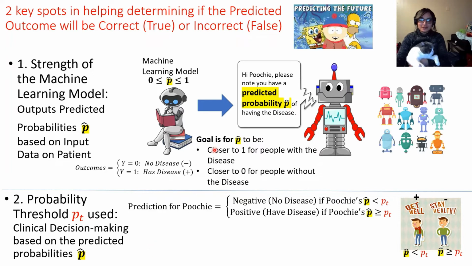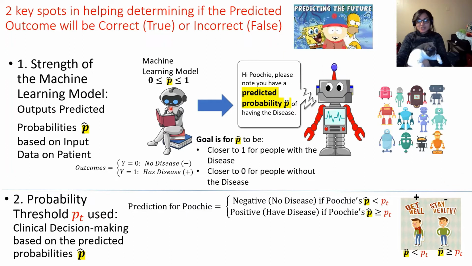But often in real predictive models, that may not be the case, and they would definitely give some number between 0 and 1. So we want these predictive probabilities to be closer to 1 for people who have the disease, and closer to 0 for people who don't have the disease. So the strength of the machine learning model will also impact the results that we get.